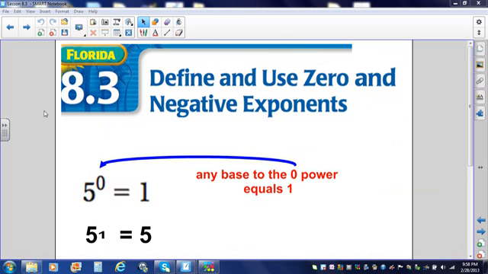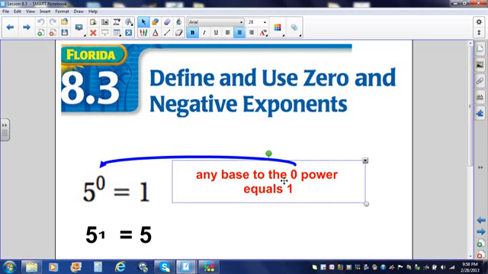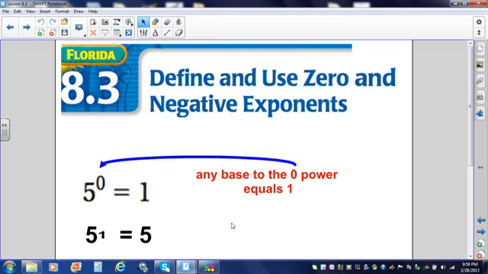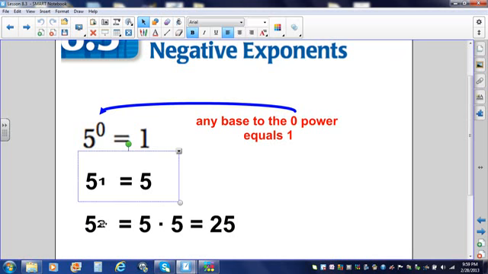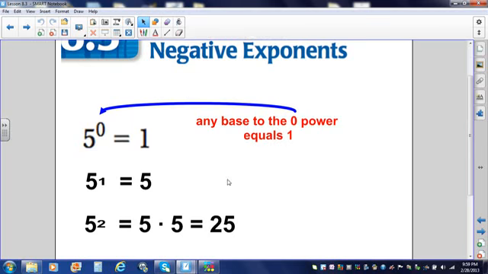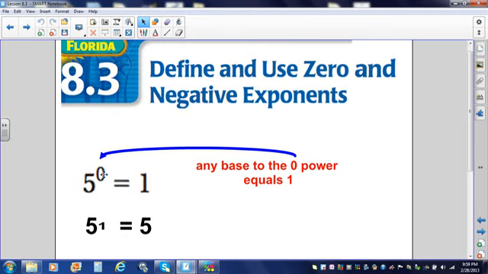If you would write down, please, any base to the 0 power equals 1. So anytime you see an exponent or power of 0, that's going to equal 1. 5 to the first power would be 5. 5 to the second power would be 5 times 5, which is 25. So our rule in algebra is any exponent to a 0 power gives us an answer of 1.